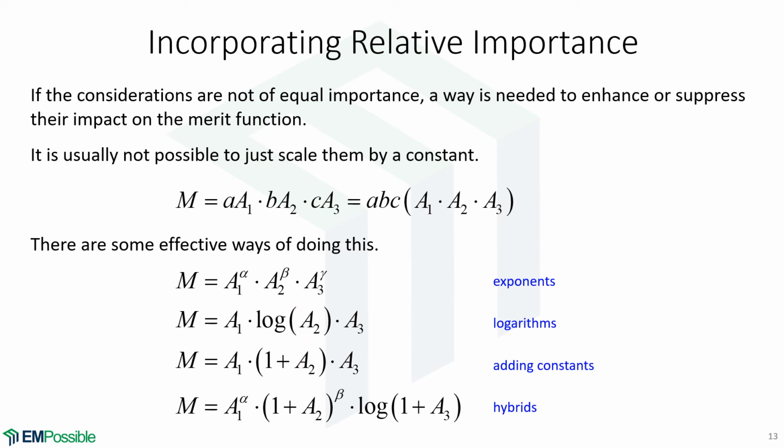For example, suppose we're trying to minimize this. If there's a chance that A2 could go to 0, that would give us a perfect merit function, even if A1 and A3 are horrible. So if we just add 1 to that, that fixes that problem. Even when A2 is 0, then A1 and A3 can still affect the merit function. And then there's hybrids of all this. And I personally can't tell you which one is the best to use. I can just give you the tools and let you figure that out for yourself.